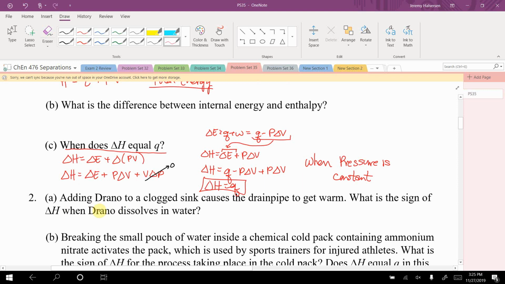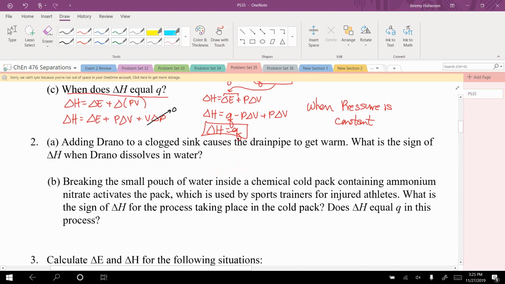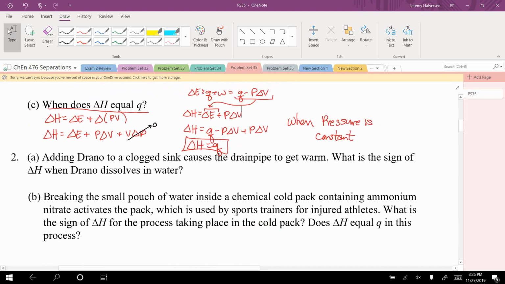All right, so let's talk about this. Adding Drano to a clogged sink causes the drain pipe to get warm. What is the sign of delta H when Drano dissolves in water? Okay, so let's talk about what the signs of delta H mean in general. If I have a positive delta H, that means that heat is being added to my system. If I have a negative delta H, that means heat's being removed from my system, or heat's leaving my system.